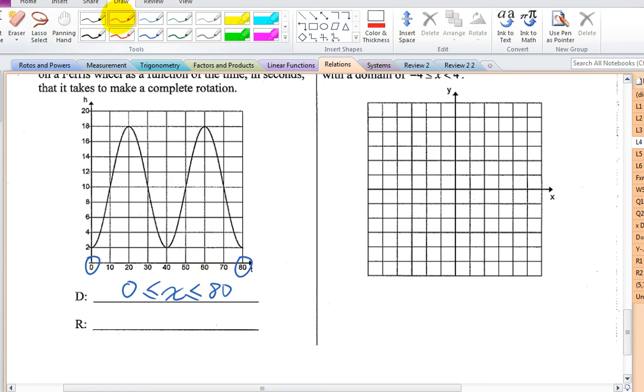Now tell me the range. Tell me the range values. Y is between what? 2 meters and 18 meters. So I have two questions for you. How long is the Ferris wheel ride? 80 seconds, right? From 0 to 80, that's how long the ride is.